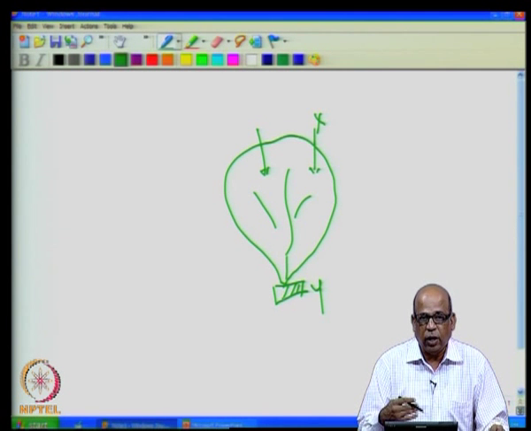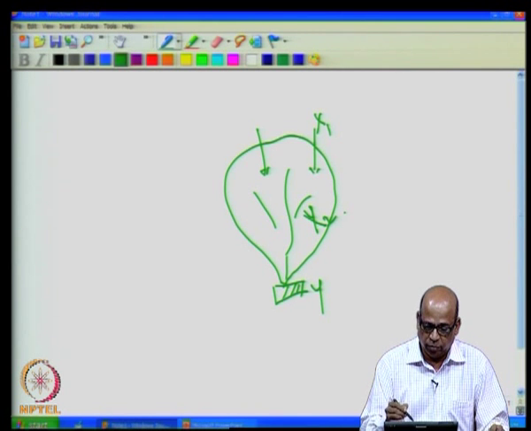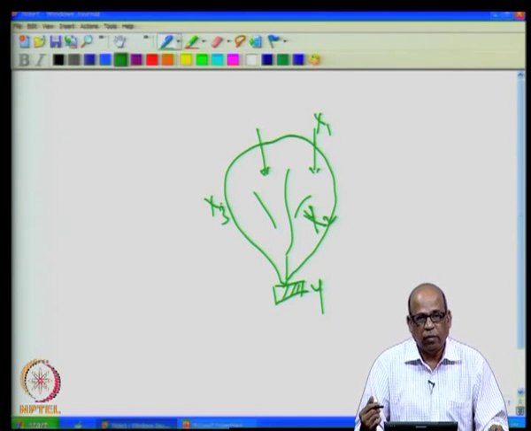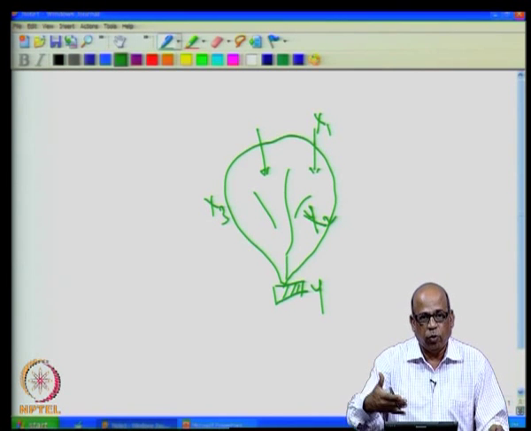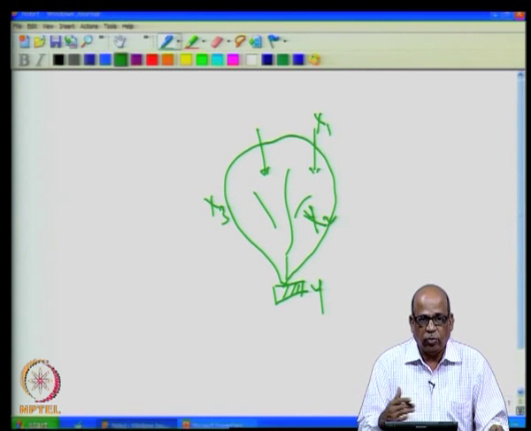Once we start looking at the details of it, we know that it not only depends on the rainfall, but it depends on several other variables. For example, x 1 may be rainfall, x 2 may be soil moisture, and x 3 may be temperature in as much as it affects the evapotranspiration and so on. x 4 may be the slope of the catchment itself and so on. So, y does not depend only on one variable, but it depends on several variables.